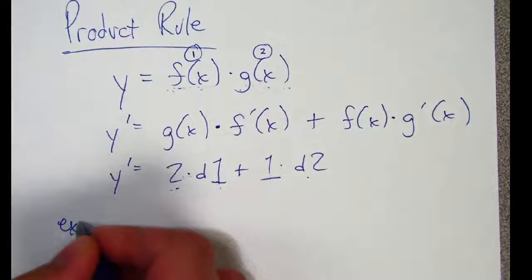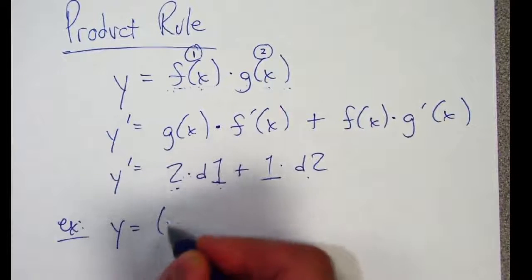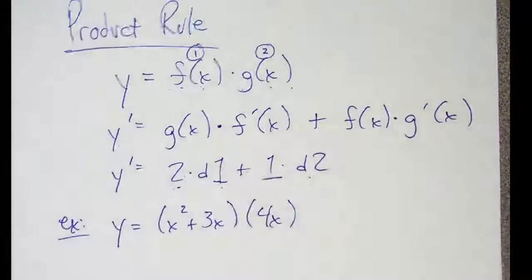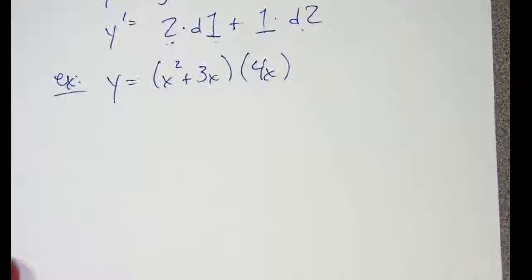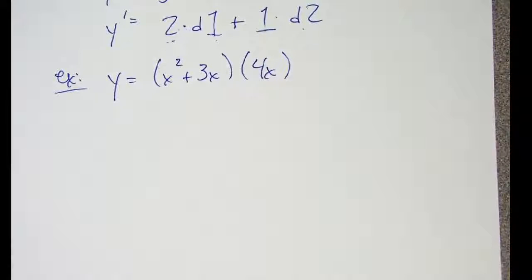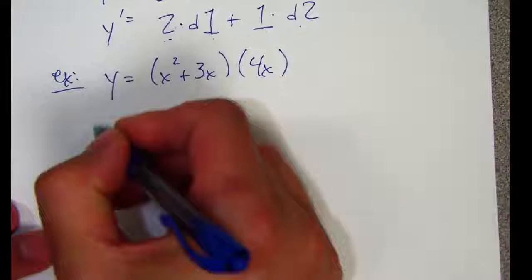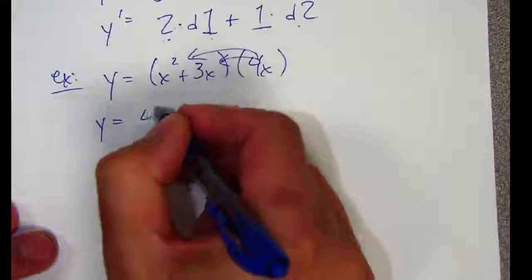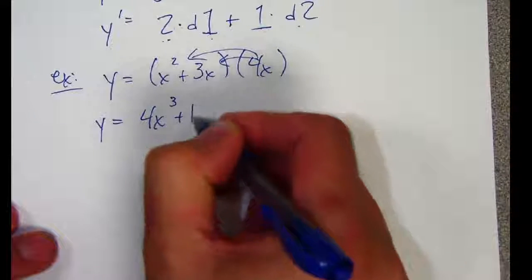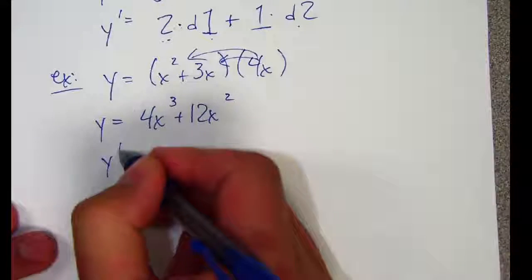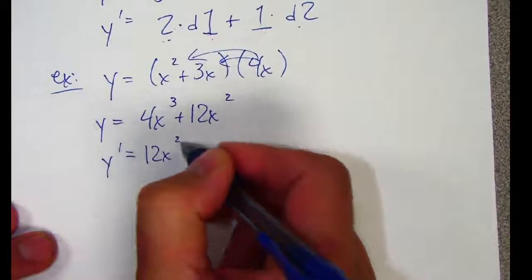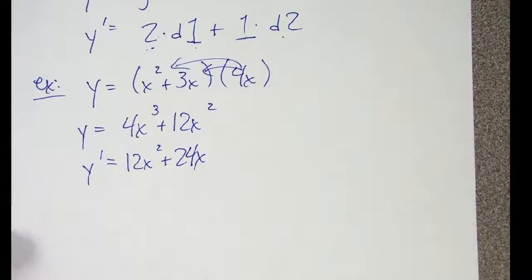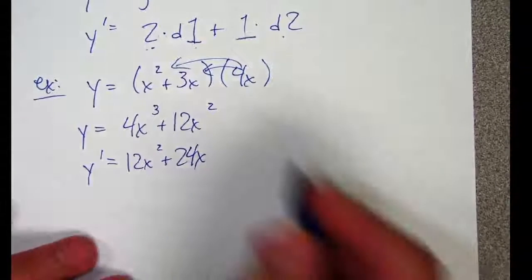So, a few quick examples. Let's say y equals x squared plus 3x times 4x. Now we know how to do that problem without product rule. So if we do it with product rule, we should get the same thing. So without product rule, what I would do would be to distribute it and say, okay, that's 4x to the third plus 12x squared, and then take the derivative and get 12x squared plus 24x. So if I use product rule, I better get that answer or product rule is screwed up.